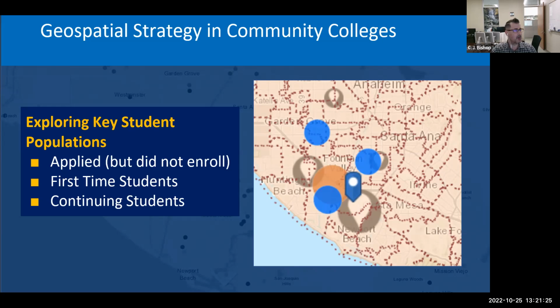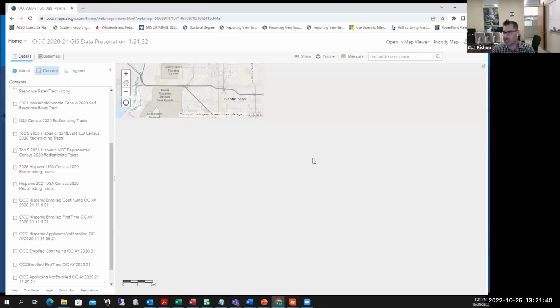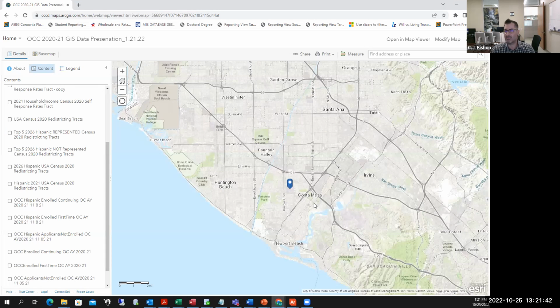Now we use a system called ArcGIS. There are grants available for discounted rates through the state, and I'd recommend you look into that. There are also free platforms like QGIS, but for our purpose, ArcGIS was the best fit. Can everybody see the map that's now there? Perfect. Okay, so within this, you can see here is OCC and where their campus is at.